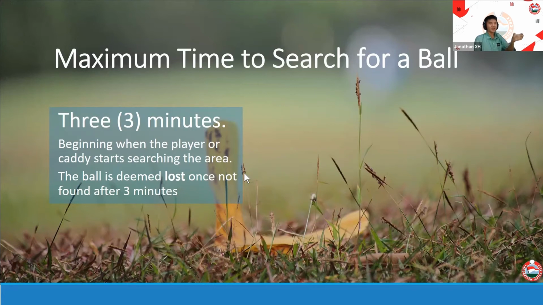You can time that with your phone, or with your caddy's phone, or with a playing partner's phone, or with a spectator's phone, as long as we can verify the 3 minutes.